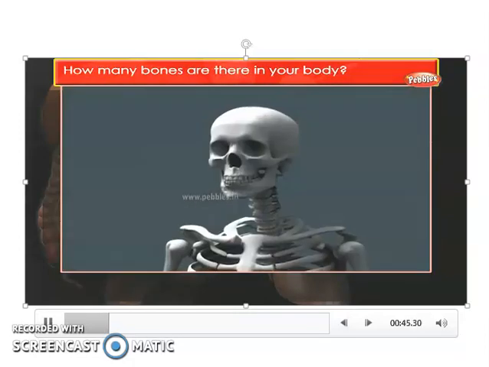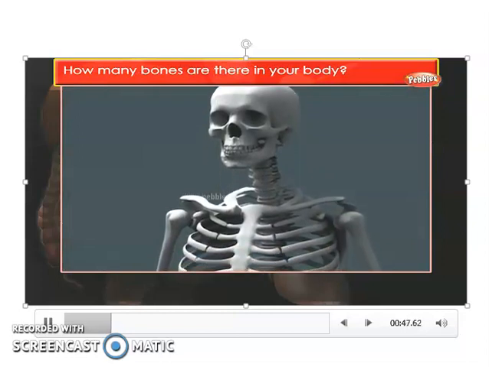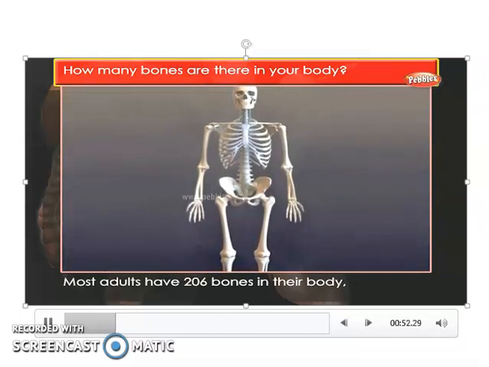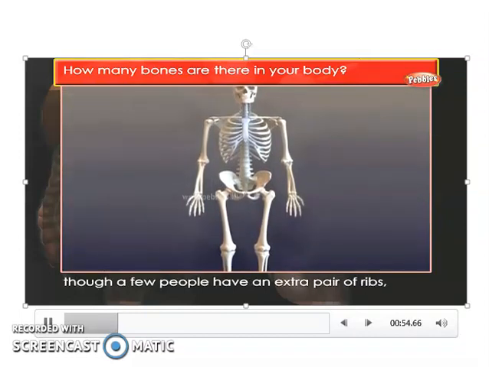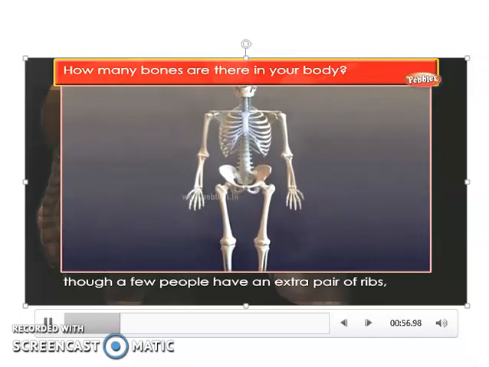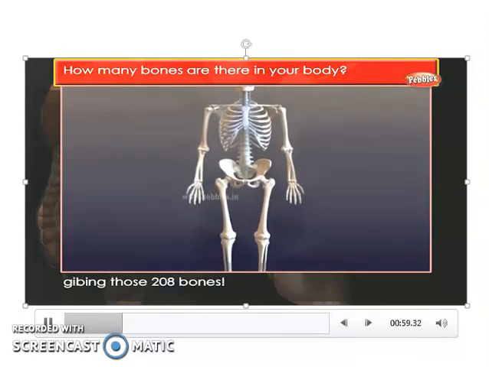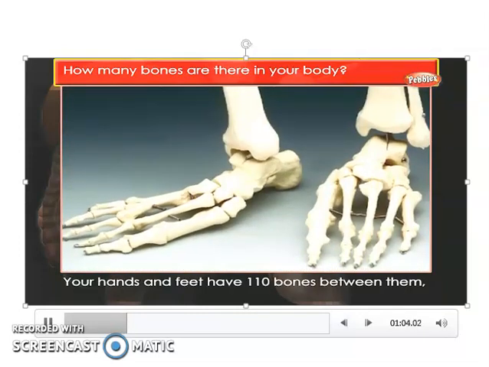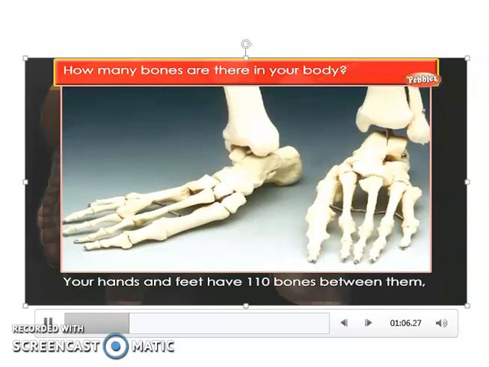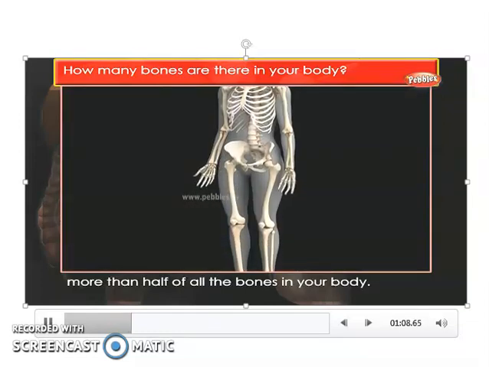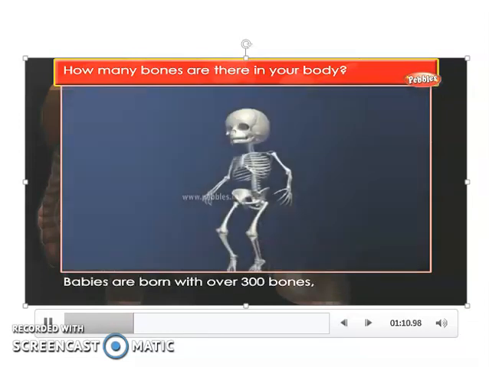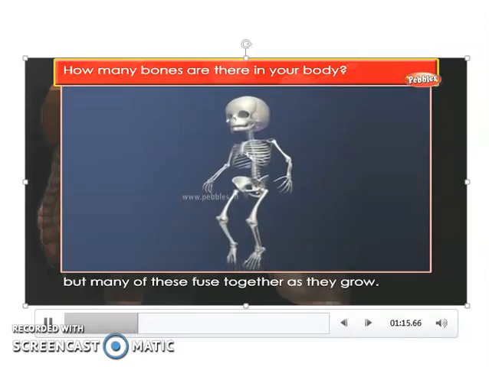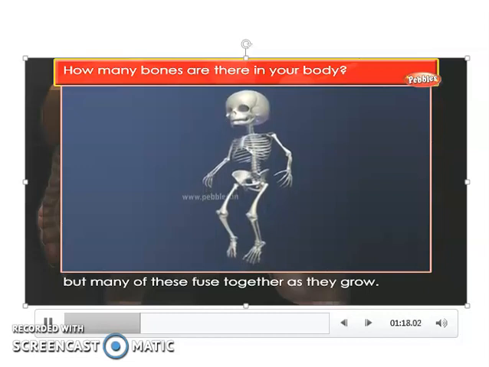How many bones are there in your body? Adults have 206 bones in their body, though a few people have an extra pair of ribs, giving them 208 bones. Your hands and feet have 110 bones between them, more than half of all the bones in your body. Babies are born with over 300 bones, but many of these fuse together as they grow.